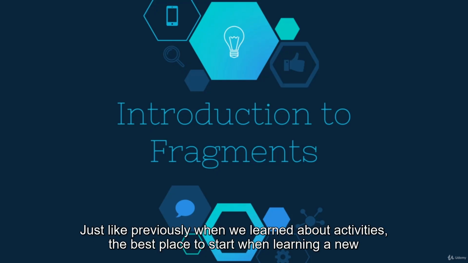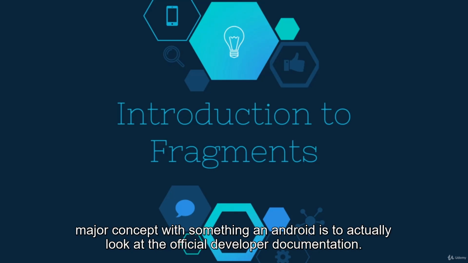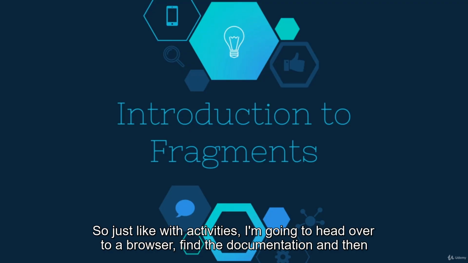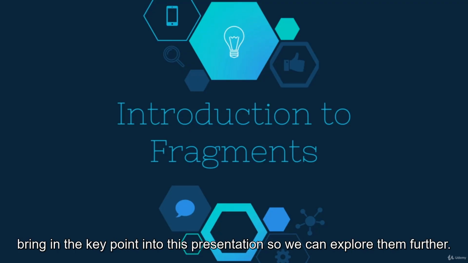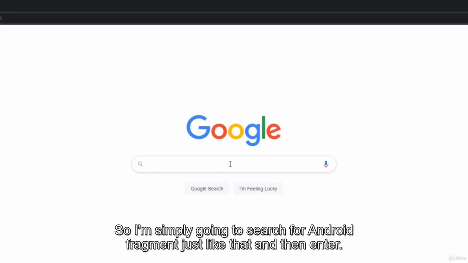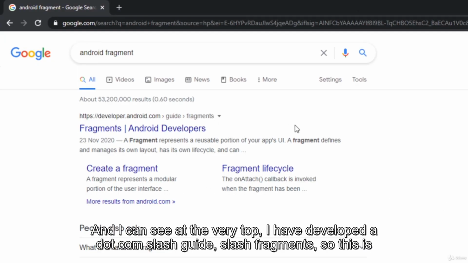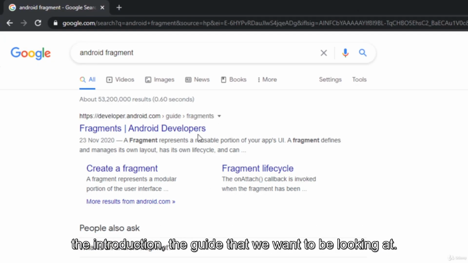Just like previously when we learned about activities, the best place to start when learning a new major concept with something in Android is to actually look at the official developer documentation. So just like with activities, I'm going to head over to a browser, find the documentation, and then bring in the key points into this presentation so we can explore them further. So I'm simply going to search for Android fragments, and I can see at the very top I have developer.android.com/guide/fragments. So this is the introduction, the guide that we want to be looking at.